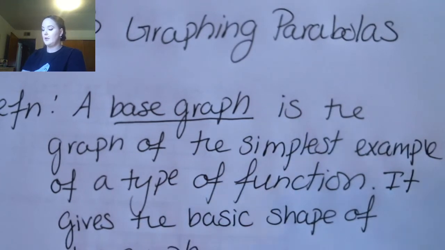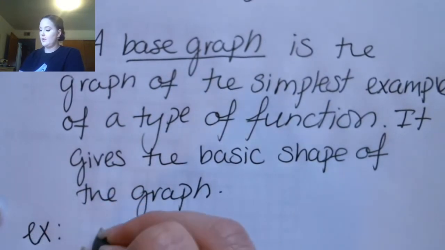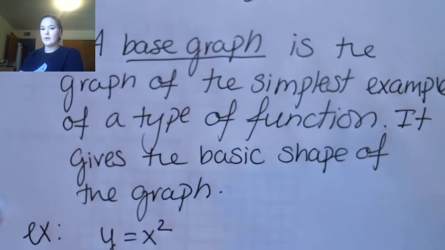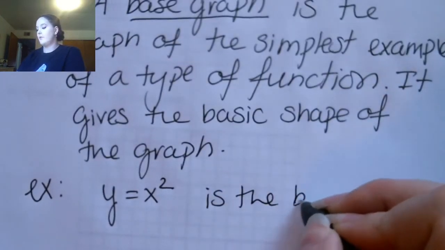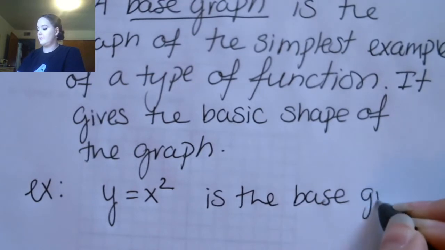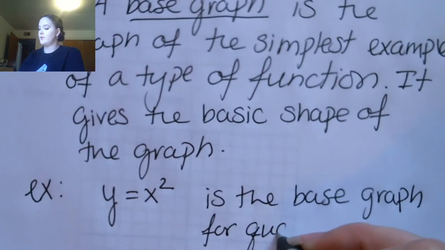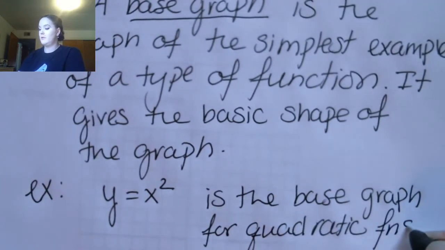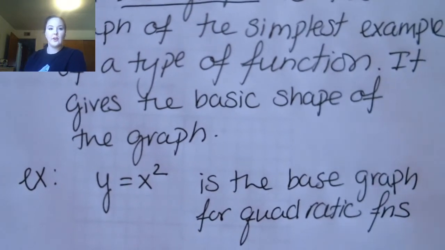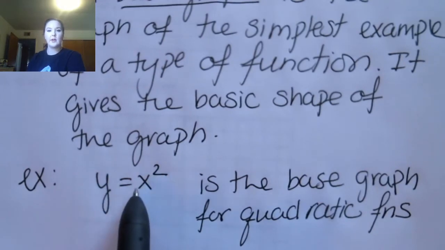So for example, y equals x squared is the base graph for quadratic functions. For x squared types of functions, the most basic one is just y equals x squared, and this will give us the base graph.